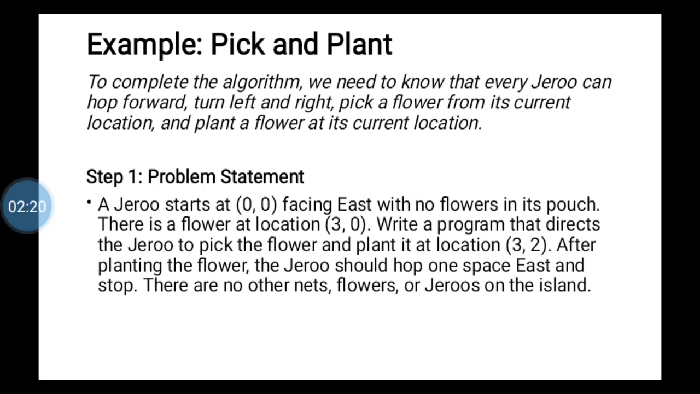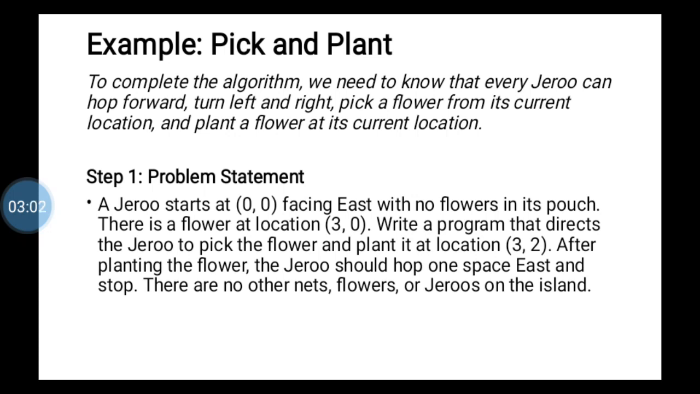But obviously, we're not going to go into too much programming, at least in my aspects. But still take a look at it. Now, in this example, to complete the algorithm, we need to know that every zero can move forward, turn left, and right, pick a flower from its current location and plant a flower at its current location. But don't forget that current is a function of time. Current is a function of time. You'll see it when we go on.